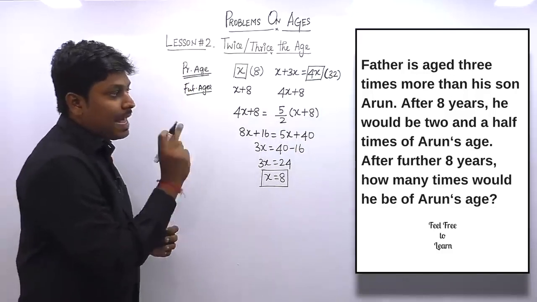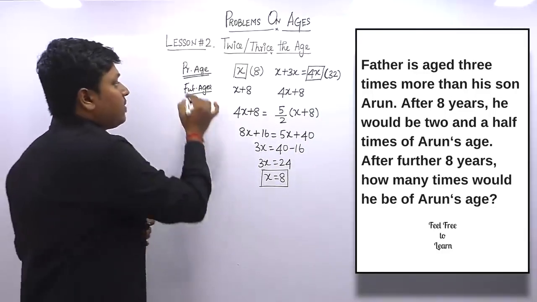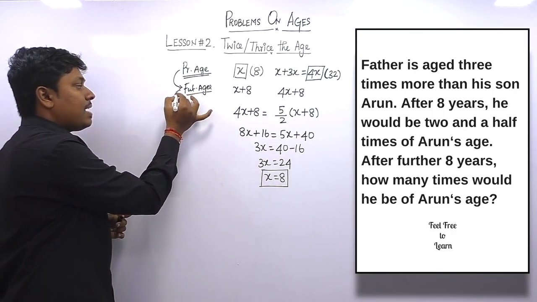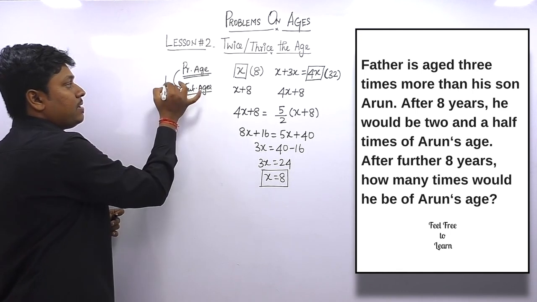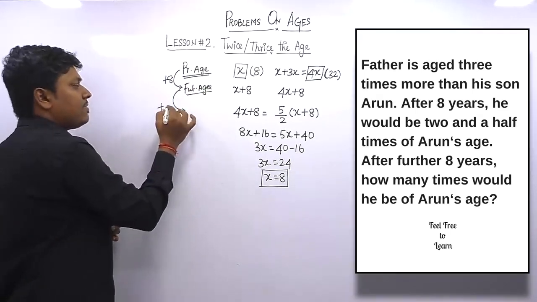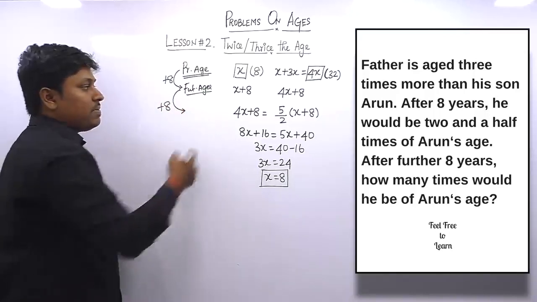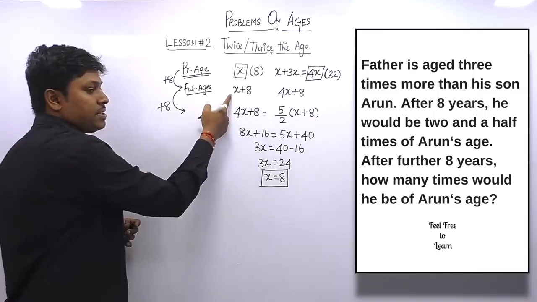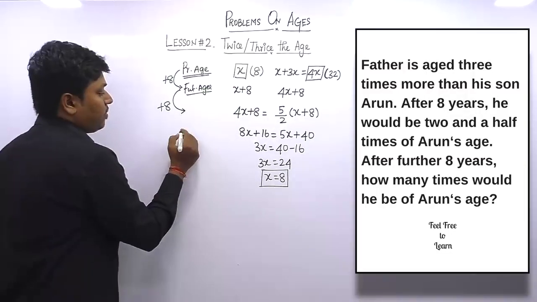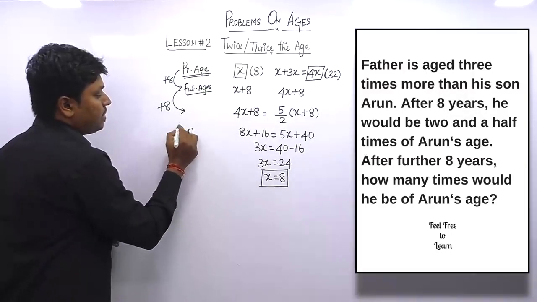And what is our target after a further 8 years? From the present age we have already calculated the first future, and another after 8 years. So here we need to add 8 and a further 8 years. So 8 plus 8 will be 16, again 16 plus 8 will be 24. So we can say the son's age will be 24.